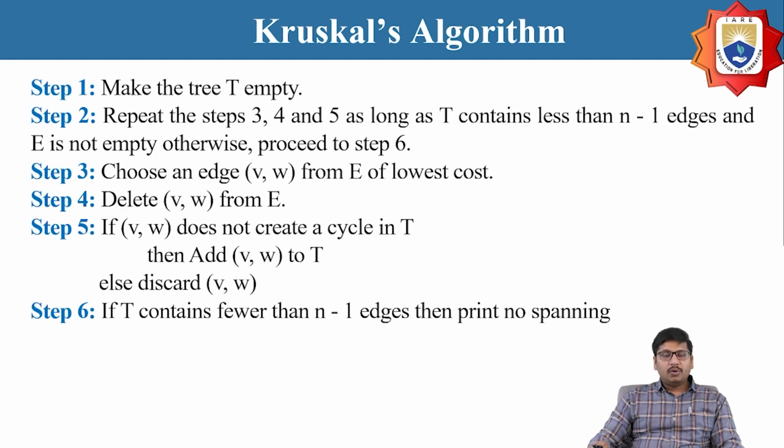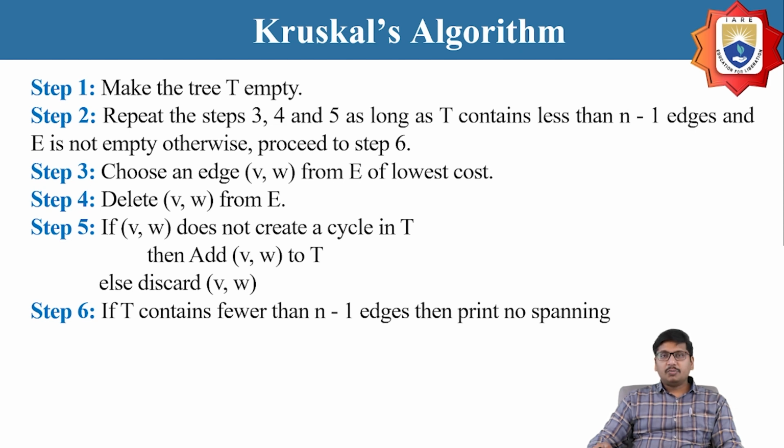So how does Kruskal's algorithm work? Make an empty tree, and repeat steps 3, 4, 5 as long as the tree contains fewer than n-1 edges and E is not empty. In step 3, choose the edge of the lowest cost and delete the edge from E. If (V, W) does not create a cycle, then add it to the tree. Otherwise, discard it. If it contains fewer than n-1 edges, then no spanning tree is produced. This is the algorithm I'm going to follow here.